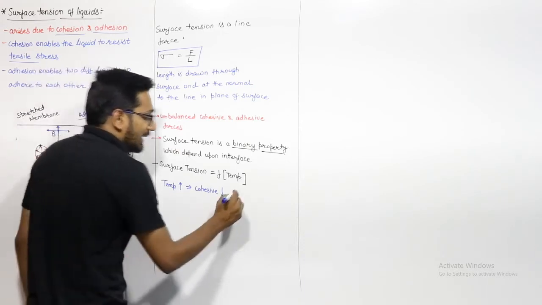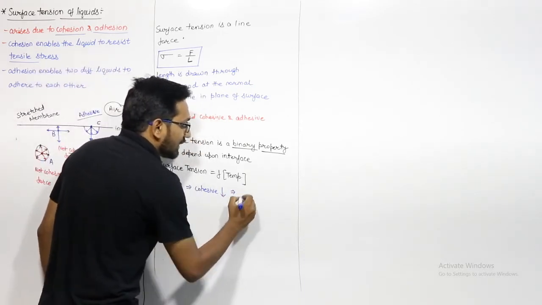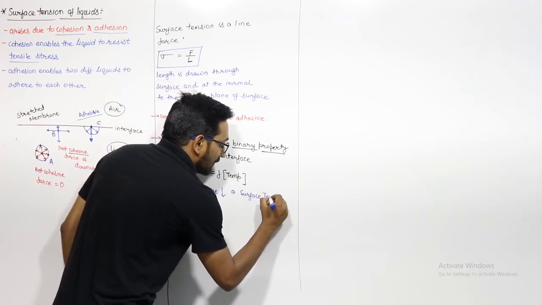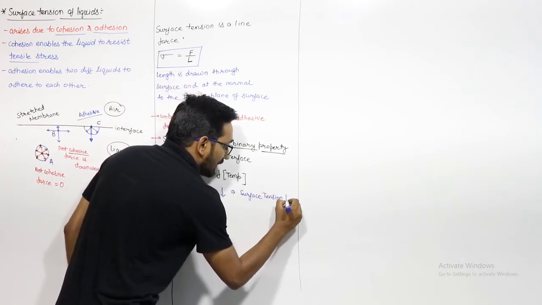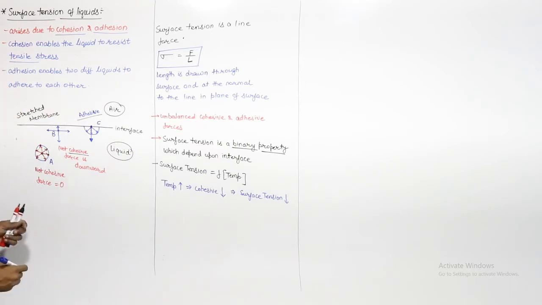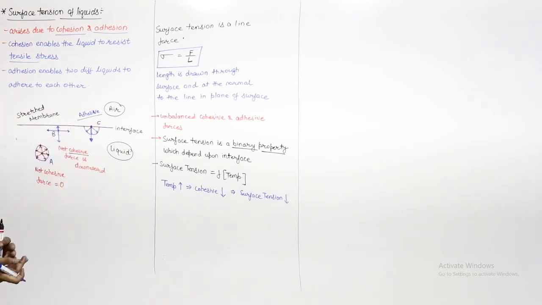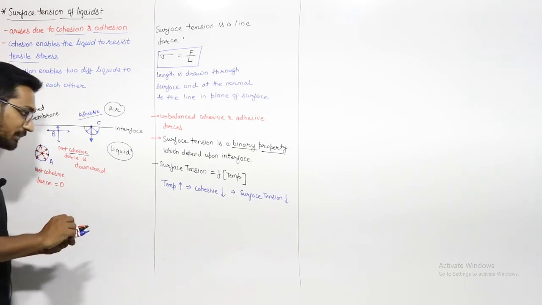Cohesive forces will decrease, and if cohesive forces decrease, then surface tension will decrease, right? Because if cohesive forces decrease, then this unbalanced force will decrease, so surface tension will decrease. So it is a function of temperature.